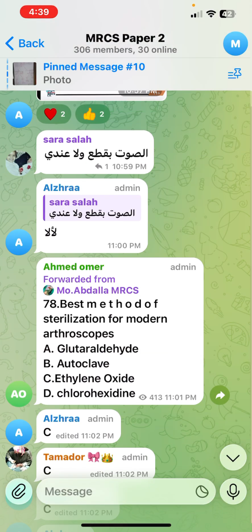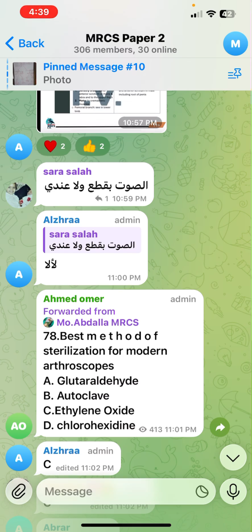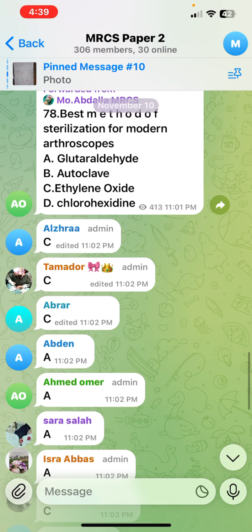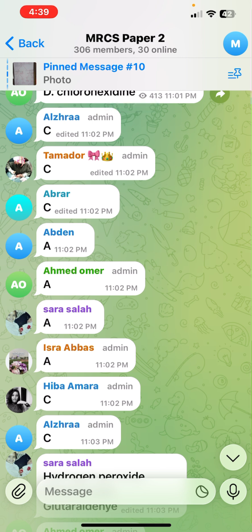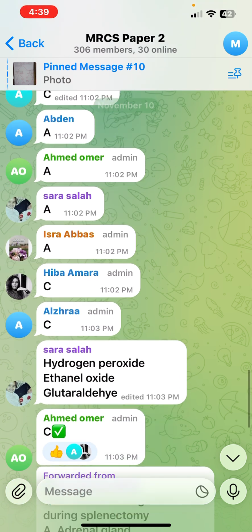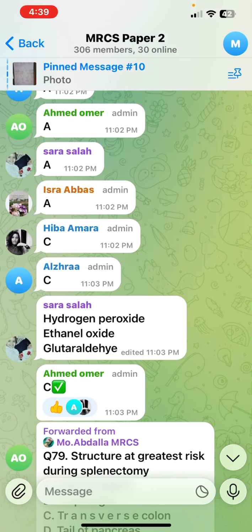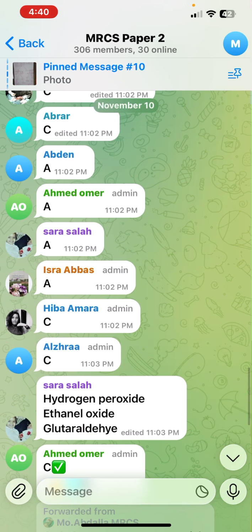Best method of sterilization of the arthroscope: glutaraldehyde, autoclave, ethylene oxide. Ethylene oxide is the latest. Some may call glutaraldehyde, hydrogen peroxide, but the answer is ethylene oxide, ETO sterilization.